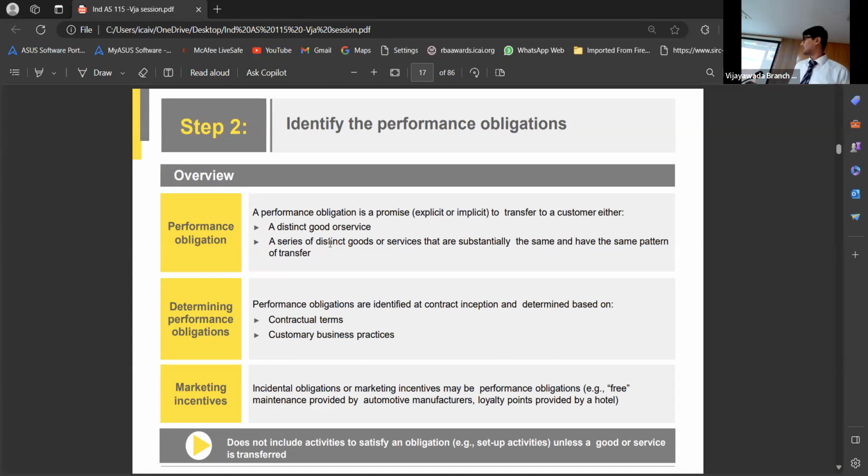We think we pay only for 10, but we are paying for the 11th one also. Okay. That's usually the trick, right? That is customary business practice. Just imagine a company doing it. Company also does it a lot.